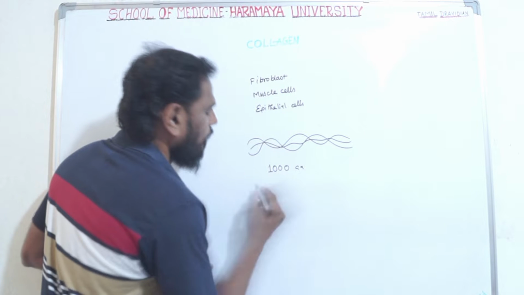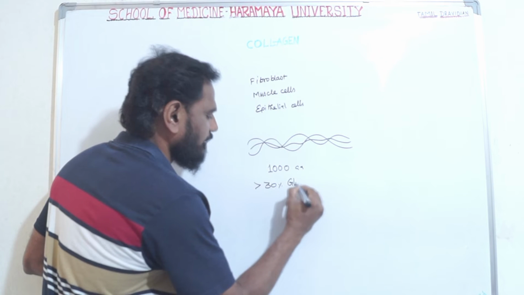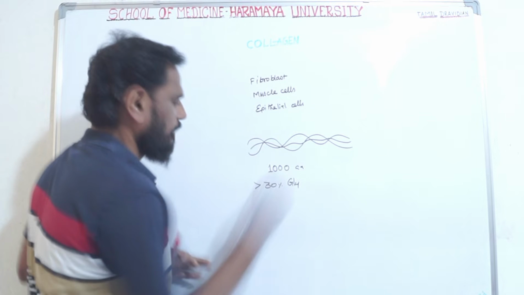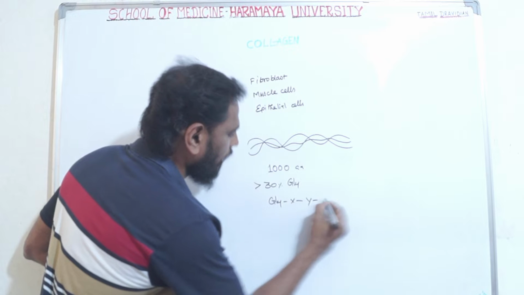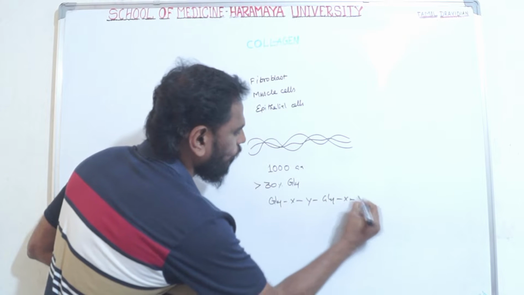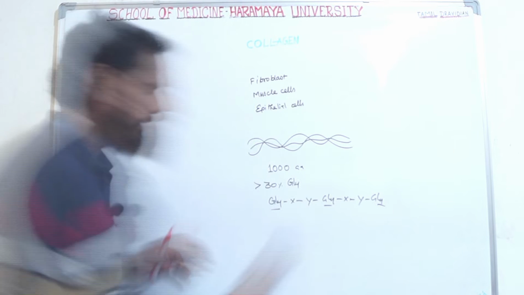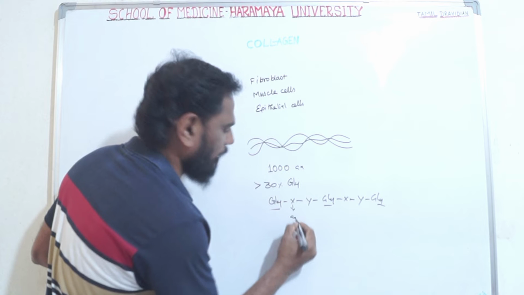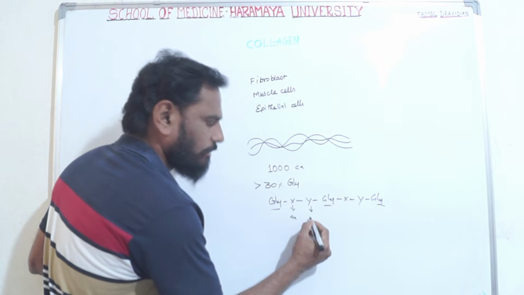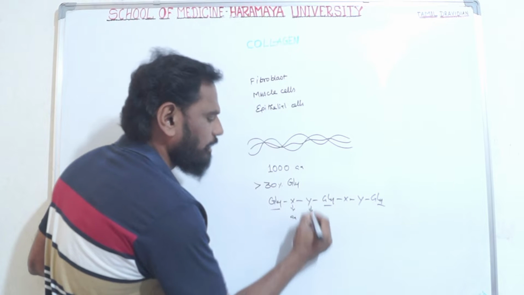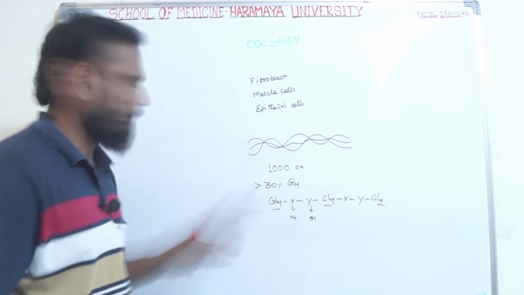Of 1000 amino acids, more than 30% are glycine. Clear? The structure is like glycine, X, Y, glycine, X, Y, like that. Every third residue is glycine. X may be any one of the amino acids. Y is mainly for hydroxylation, hydroxyproline. That means hydroxy amino acids are present here. Clear? So that is very important.